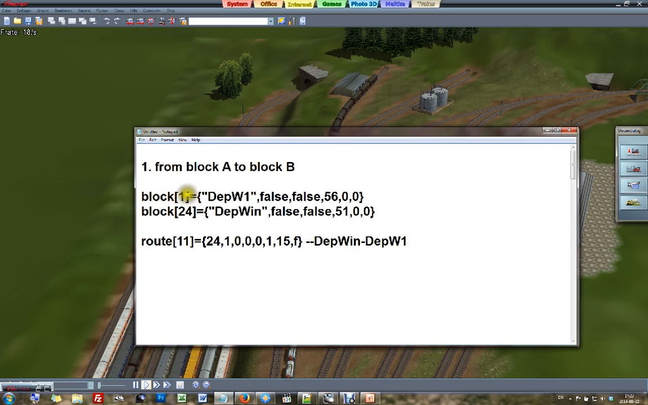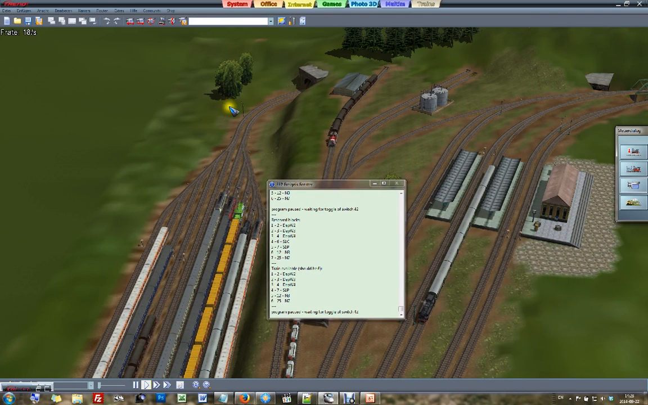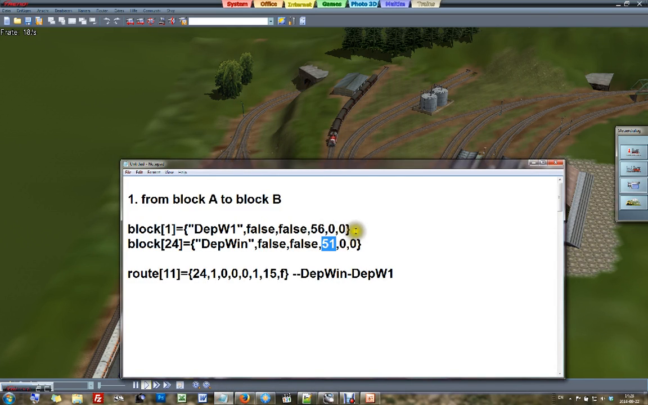Well, I have to define my blocks, so that is Depot West In, that is defined here. This is just the name. Then you have 2 times false, and when you define your blocks you just fill in false. That is the block reservation flag and the train available flag. The software will figure those out. The most important number is this one. That's the number of the signal. So this apparently over here is signal number 51. You need to do that very carefully, of course. Then there are 2 zeros. We will explain in the next examples what those mean.